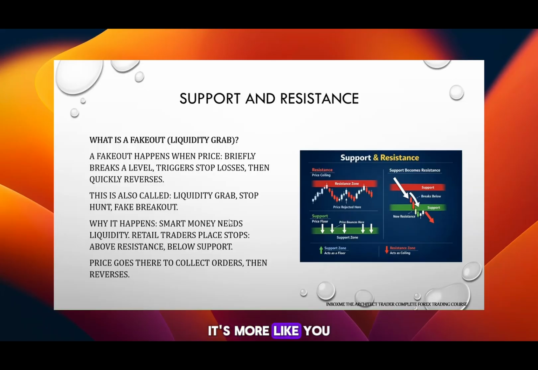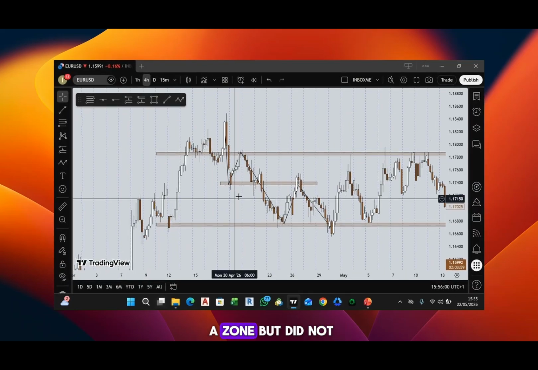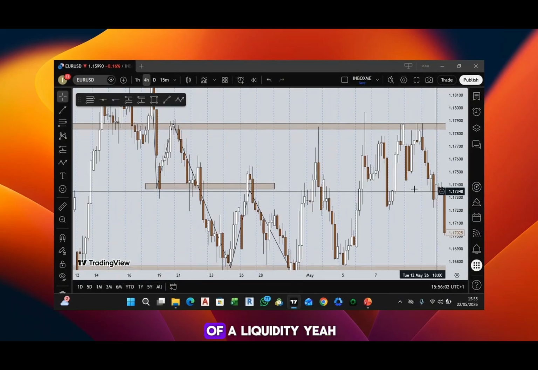It's more like you entered at the wrong point. I think a wrong entry is what causes it. Sometimes you could even still be right and still be taken as liquidity. So liquidity happens when price intends to break a zone but does not. This is an example of a liquidity grab.